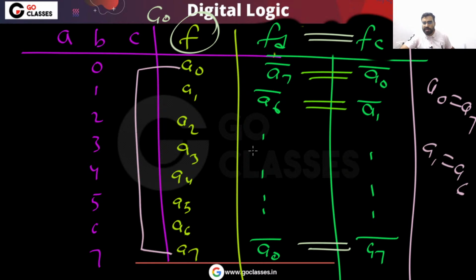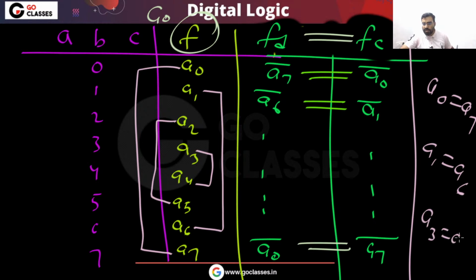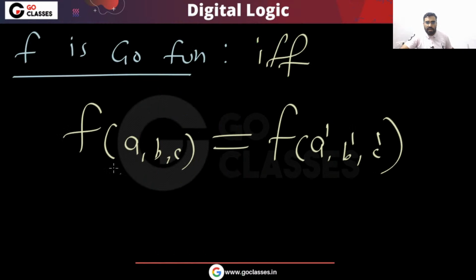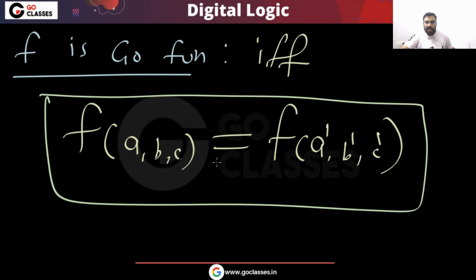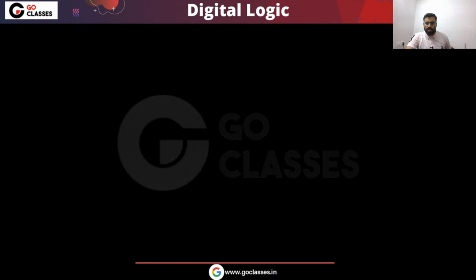This A1 should be same as A6. This A2 should be same as A5 and this A3 should be same as A4. So finally I can say that a function is Go function if F(A,B,C) is same as F(A bar, B bar, C bar). Okay, yes or no? So now tell me how many Go functions are there?